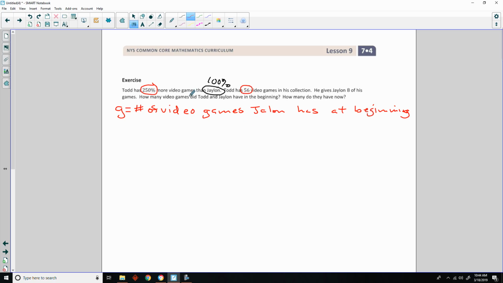350% of G. So if Jalen has 100%, Todd has 250%. 100 plus 250 is 350%, which is equivalent to 3.5 as a decimal. So we would say 3.5G equals 56. To solve for G, we divide by 3.5, divide by 3.5. The 3.5s cancel, and I figure out how many video games Jalen had at the beginning. So 56 divided by 3.5.